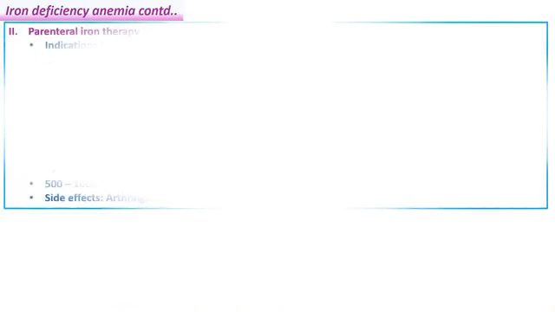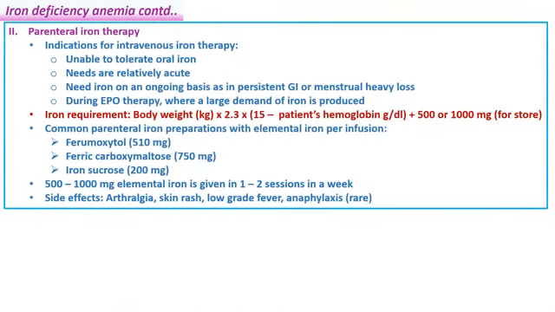Come to the parenteral iron therapy. Indications for intravenous iron therapy: unable to tolerate oral iron, needs are relatively acute, need iron on an ongoing basis as in persistent gastrointestinal or heavy menstrual loss, and during erythropoietin therapy, where a large demand of iron is produced.